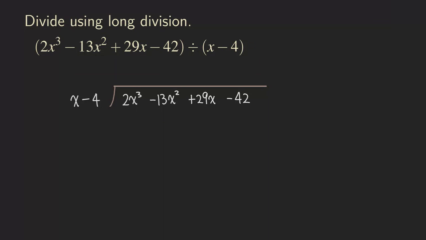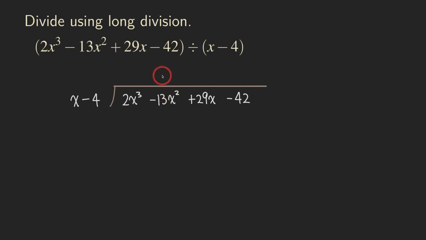What we are going to do next is count how many terms we have in the divisor. Since this is a binomial, we have 2 terms. When we have 2 terms here, we count: that's 1 term, that's the second term. So our first term for the answer will go above this negative 13x squared.